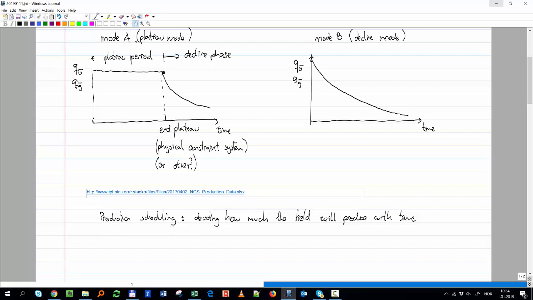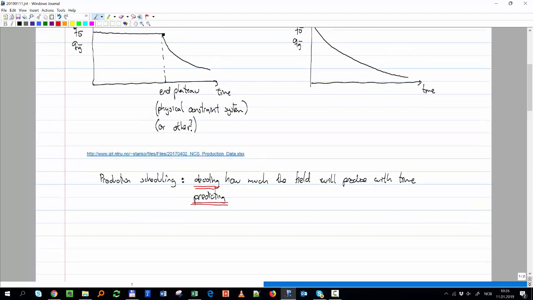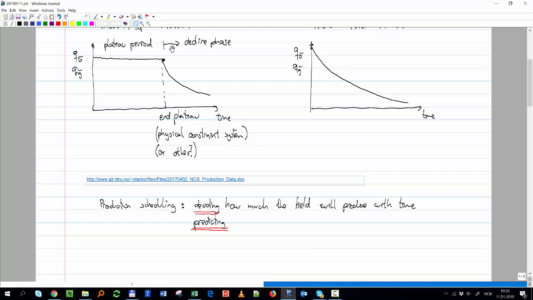So production scheduling has one part which is deciding. But then the other part, which is even more important, is predicting. So they are both things. Deciding, I can decide some places, and we will see now how we decide. And the other thing is predict. And sometimes in the field, for a long part of the time, it is just prediction. I just have to predict how much it will produce. So when do I decide to produce a field in this way or in that way? How do I take that decision?